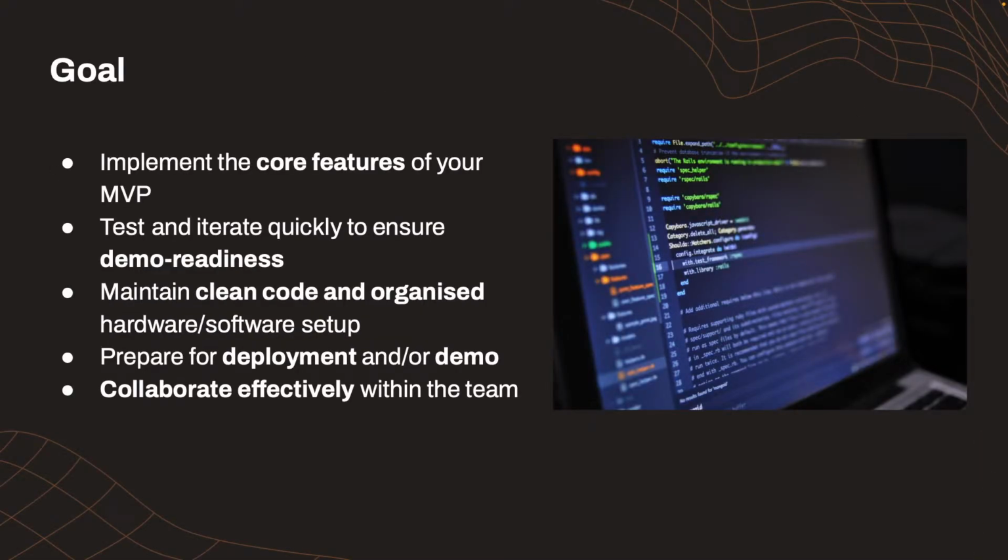So the main goal of the building stage is to implement the core features of your MVP, and ideally you want to test and iterate quickly to ensure demo readiness. And ideally you want to have clean code and an organized hardware or software setup. And optionally, if you want to have a public demo or public deployment, you want to try to prepare for that in a stage. And of course, you want to collaborate effectively, so using things like Git and GitHub to manage all the different pull requests within the team.